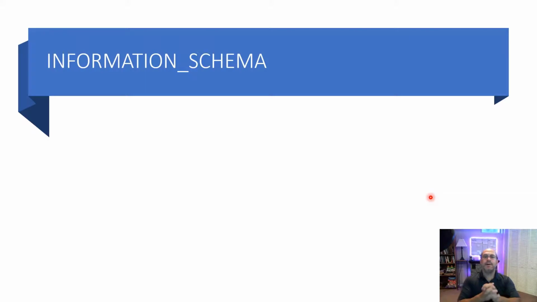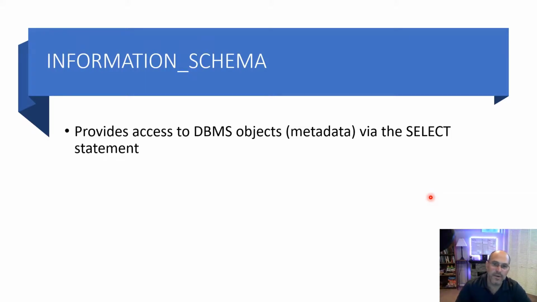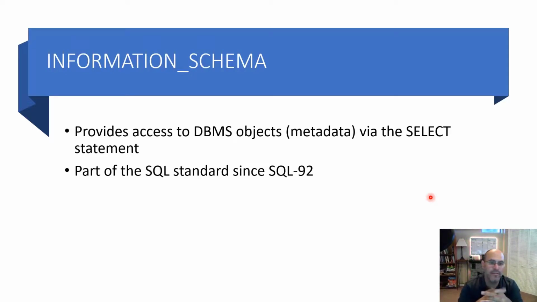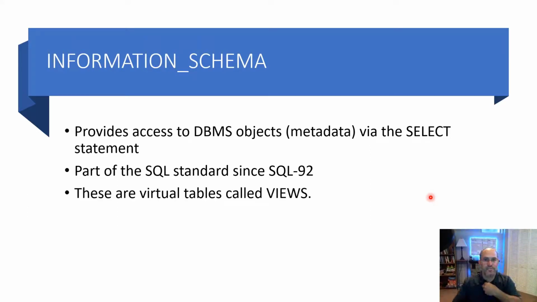Okay, the last thing to talk about on the agenda is information schema. Information schema is a SQL standard that allows us to query the metadata, that is the database management system objects, using the select statement. It's been part of the SQL standard since SQL 92. And what it does is it uses what are called views, which are virtual tables. Okay, so they're virtual tables over the internal database tables that are used to manage the structure of the schema itself.